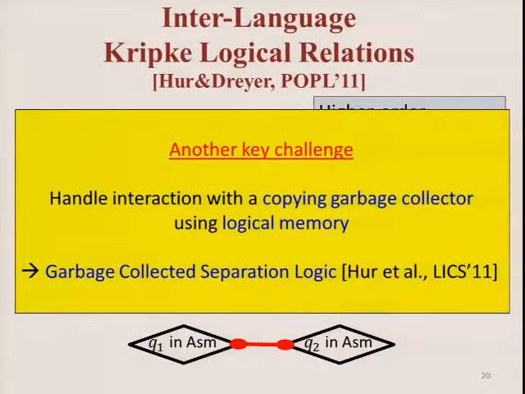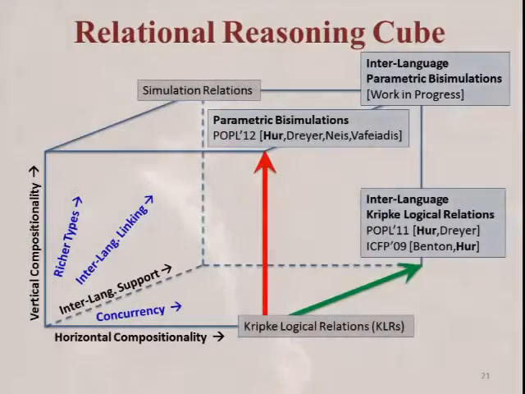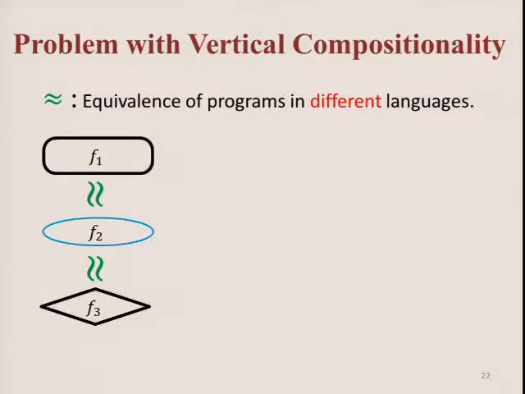There is another key challenge, which is dealing with the garbage collector, but I will skip it because I don't have enough time. Now let's talk about how to support vertical compositionality. In order to motivate the key ideas behind the parametric bisimulation, let's first try to prove the vertical compositionality of the logical relation between different languages and see what the problem is. That helps to understand the basic idea of parametric bisimulation.